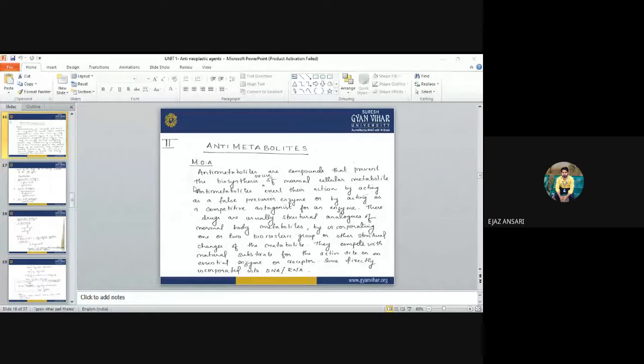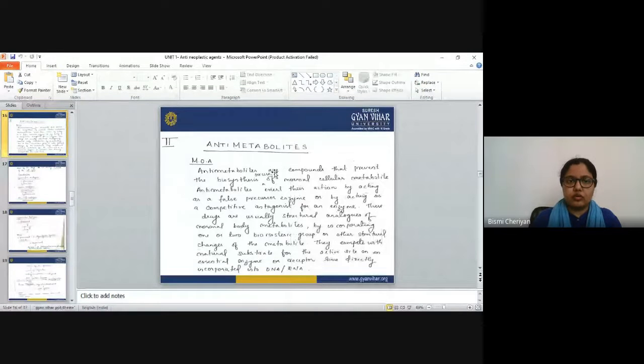Yes, ma'am. Okay, so we have seen the mechanism of action, meaning the anti-metabolites and the normal metabolites inside our body have similar structure. So these anti-metabolites compete with that metabolite for the receptor site. That is the way these anti-metabolites act in our body to prevent cancer growth.